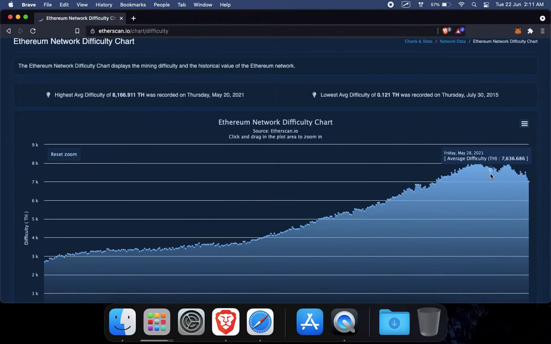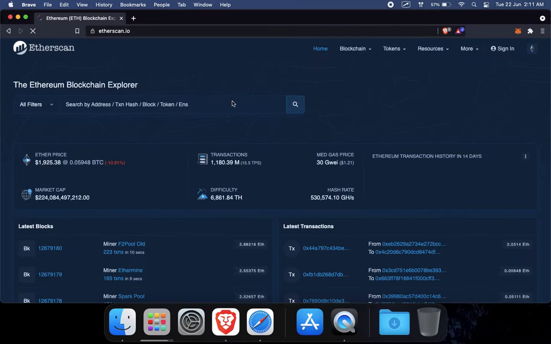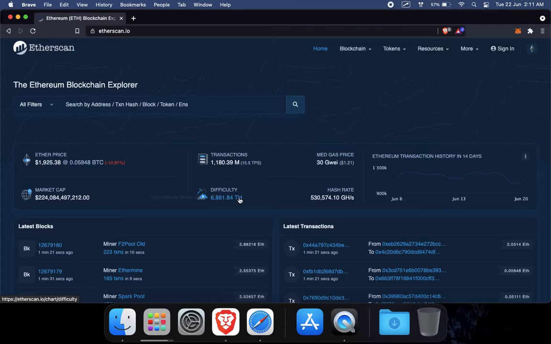Which is a good thing, right? It shouldn't get too easy, because if it's too easy, then you reduce network security. It's good that it's difficult, because that increases the level of security and the work that's needed to add a block into the blockchain, right? I'm not so familiar with the measurement value, TH, but essentially you can look at the numbers. Let's look at the chart as well, right?